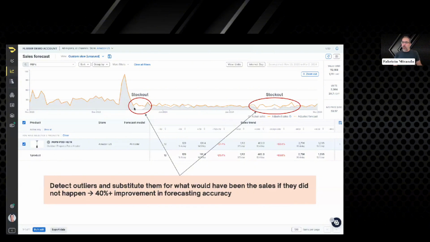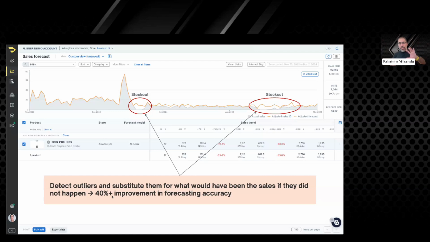So you see here the gray area shows a stock out, and the orange shows the substitution of that stock out for what would have been the sales. And even in this case, before the stock out and after the stock out, you see a ramp up here. So it shows that the problem of stock out is not only when you're out of stock. Before, you start losing ranking, and after, you take a little time to ramp up. So substituting that is really important, and that by itself improves forecasting by 40%.